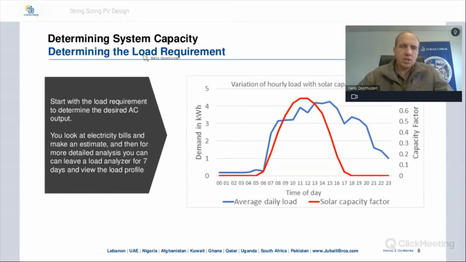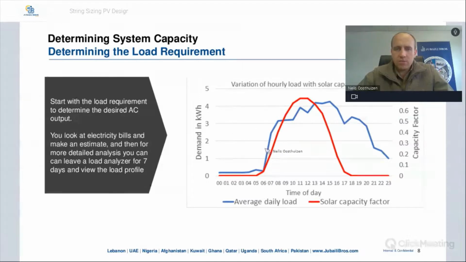The first section is determining the load requirement. We start off with the load requirement to determine the desired AC output. Typically you look at electricity bills and make an estimate, and then for more detailed analysis, you can leave a load analyzer for 7 days and view the load profile.